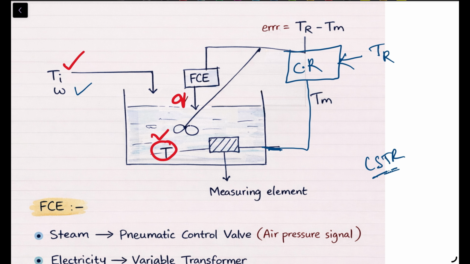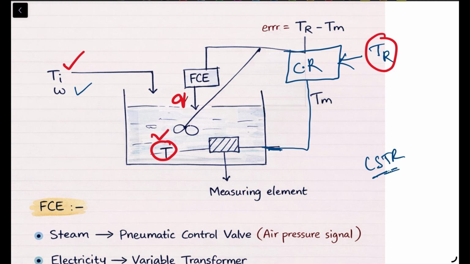What is the objective? Our objective is to control the reactor temperature at the desired value. That's called our set point. This is your set point value. This should maintain T here. Okay, now let's see the working of the control system.